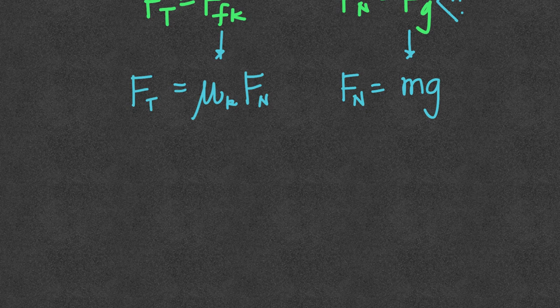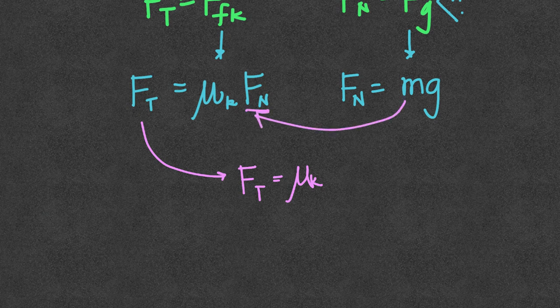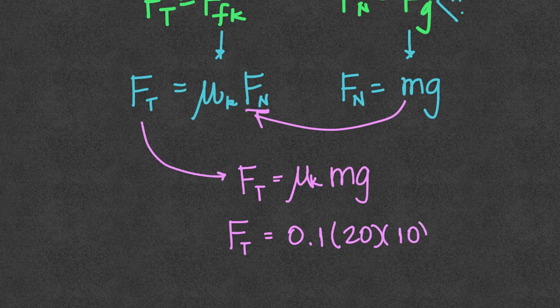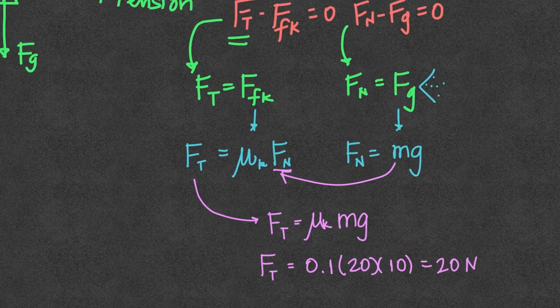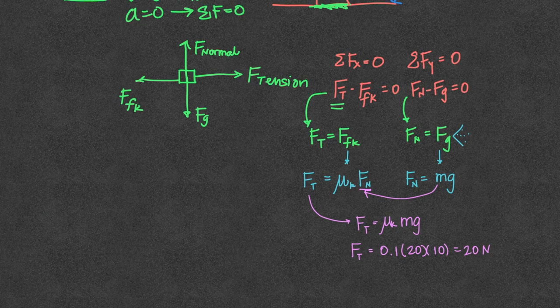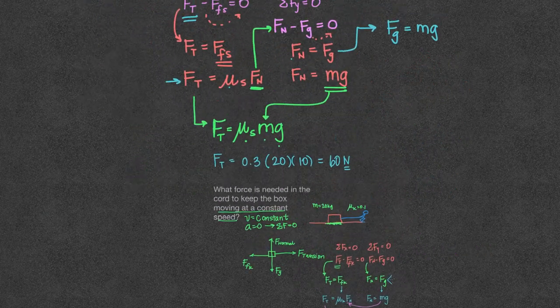Now, I can make a final substitution step where I take my tension force and my mu kinetic, and then instead of normal, I'm going to substitute mg in for the normal force. So then that would be times mg. And so I'm going to have that the tension force would be equal to 0.1. That was my coefficient of kinetic friction that was given in the problem, times the mass, which is 20, times g, which is 10. So that would give us 20 newtons. So the force needed to keep the box going at a constant speed is 20 newtons.